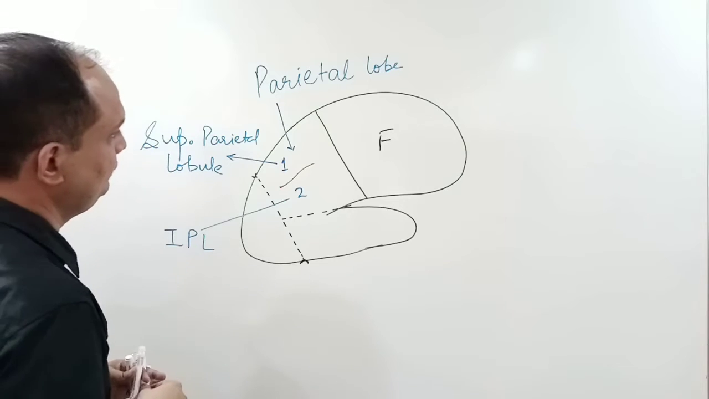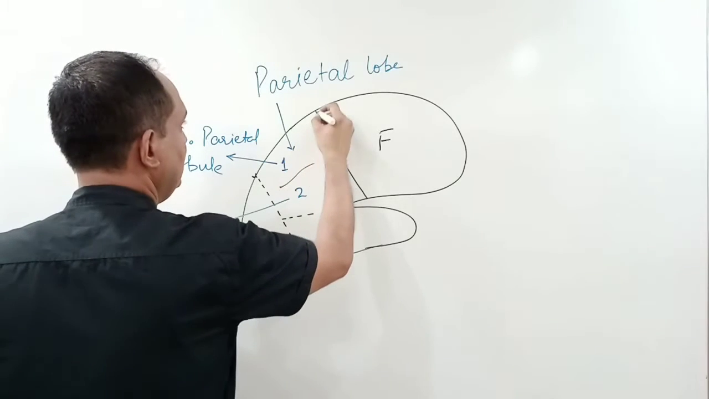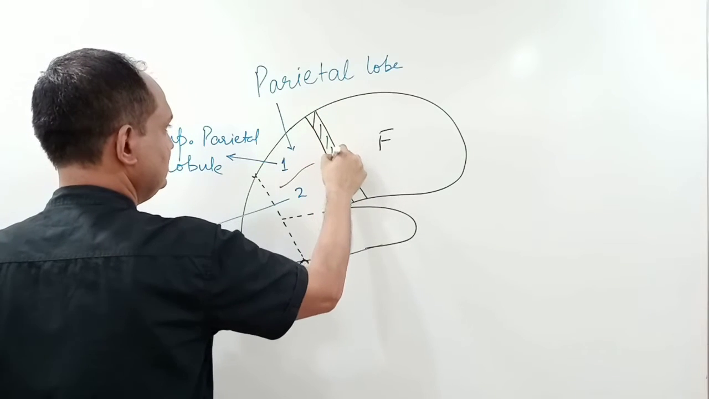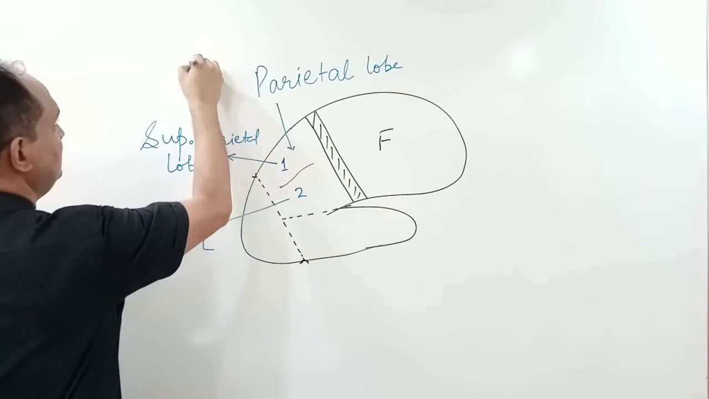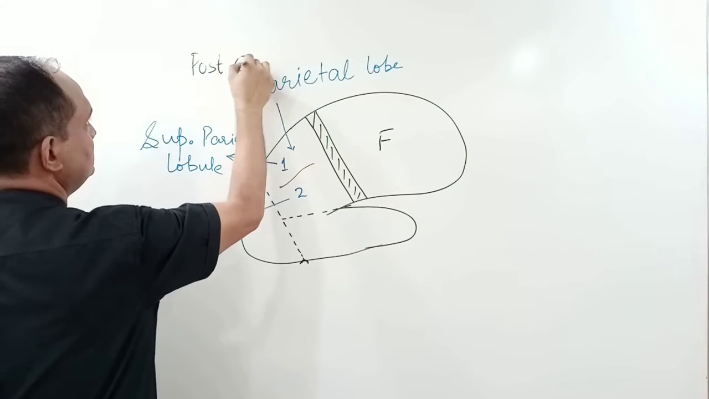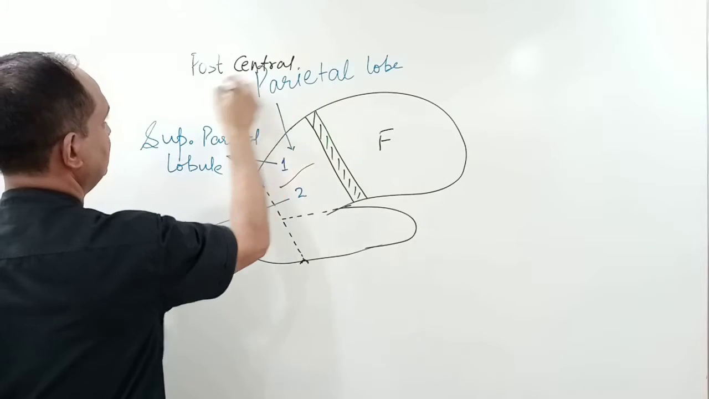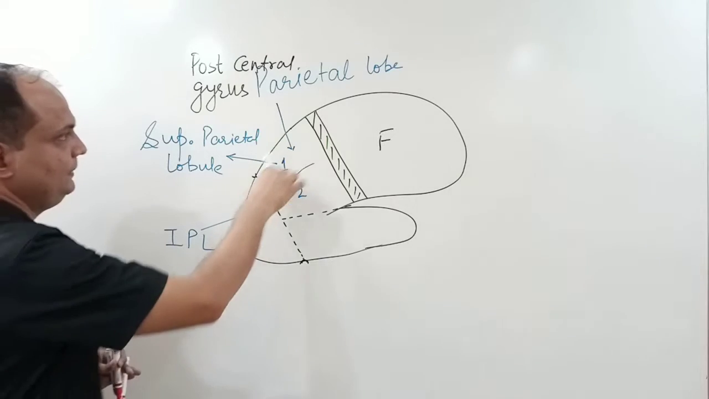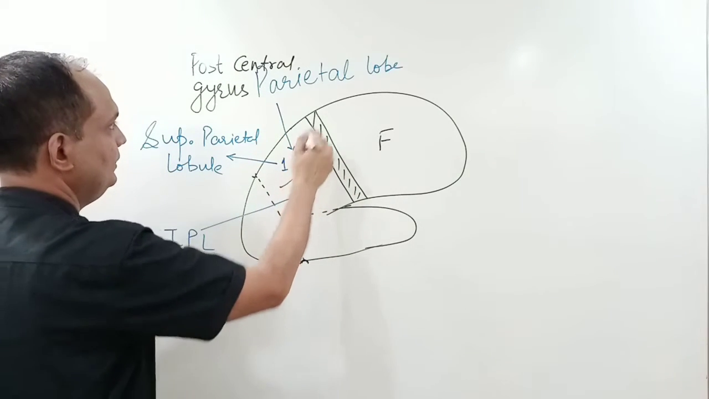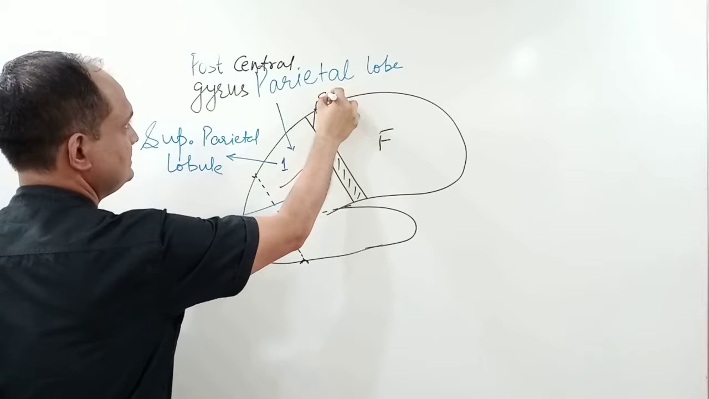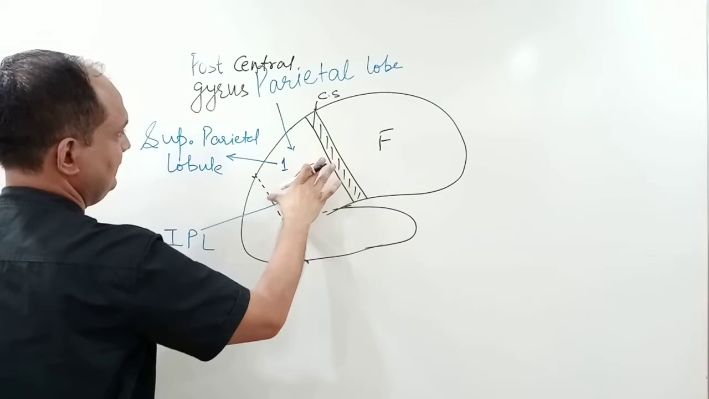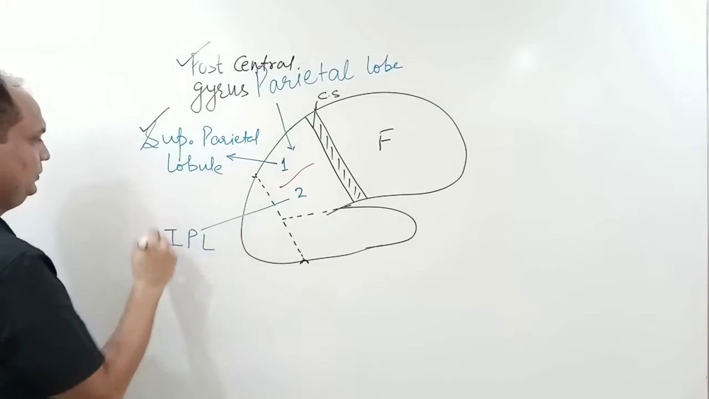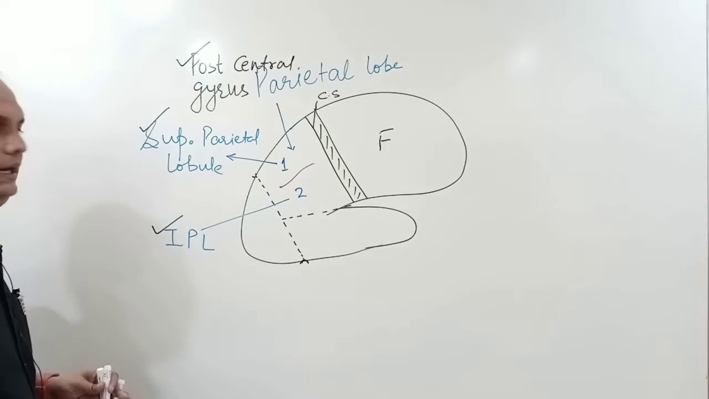Plus, when you see the area adjacent to the central sulcus, this area is known as the post-central gyrus. So when you see the parietal lobe behind the central sulcus, this area has first the post-central gyrus, then the superior parietal lobule and the inferior parietal lobule.